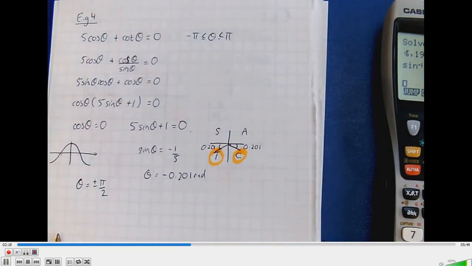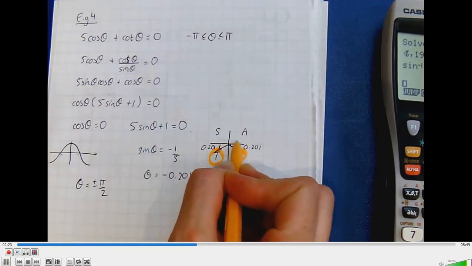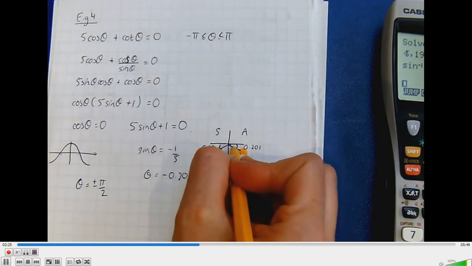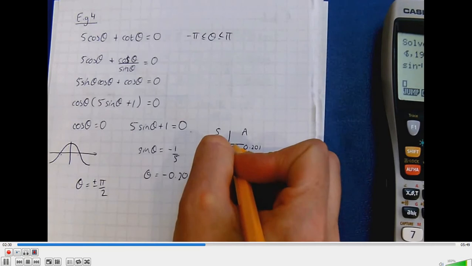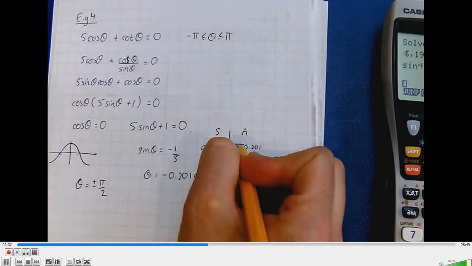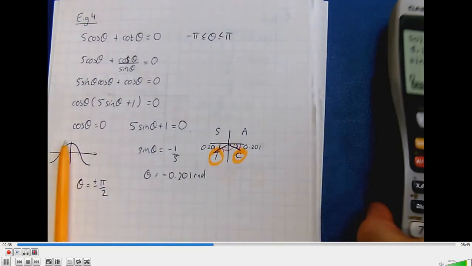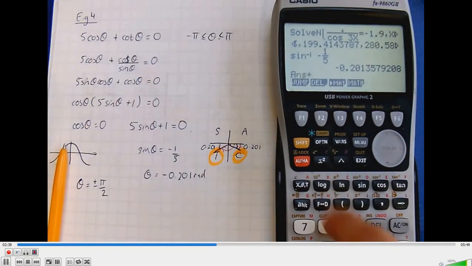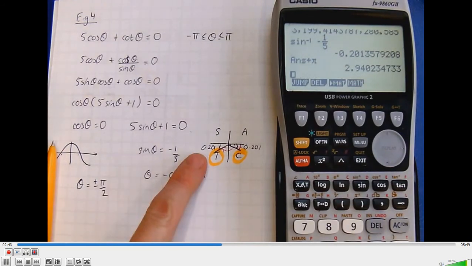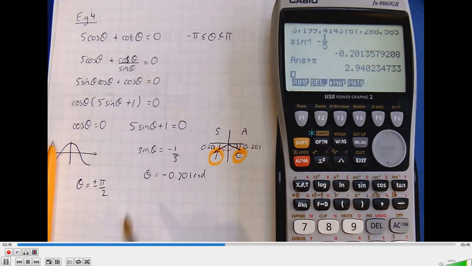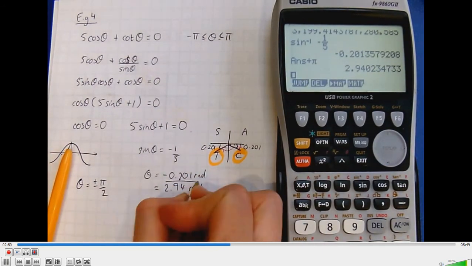Then I think about the range of values. So I'm going from minus pi all the way around to positive pi. So clockwise for negative, anti-clockwise for positive, which means I need this angle here because I've already got that one there. So to get that, I'm going to do my answer from before plus pi. Or I could do negative pi plus 0.201. And that gives me 2.94 radians.